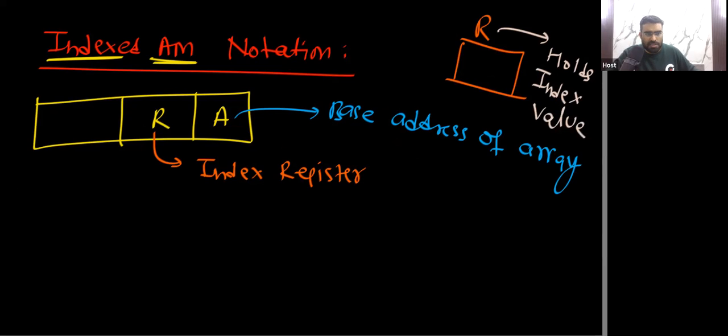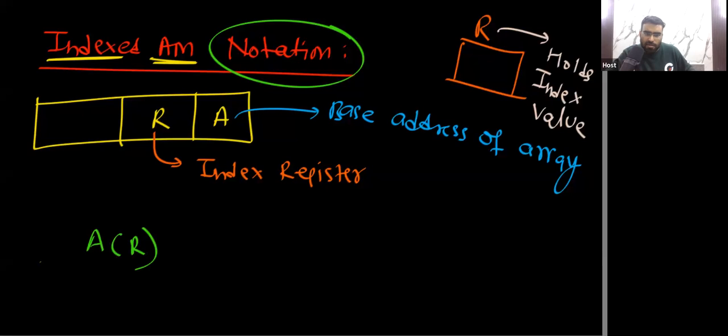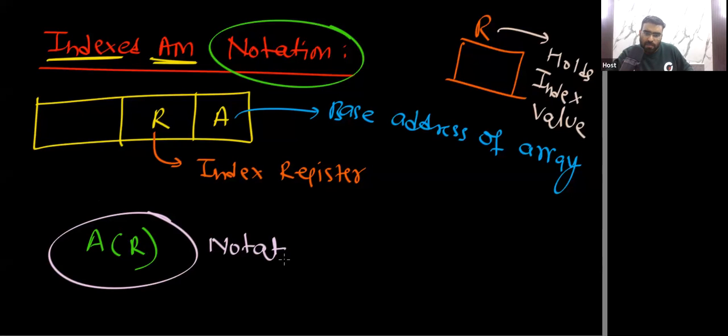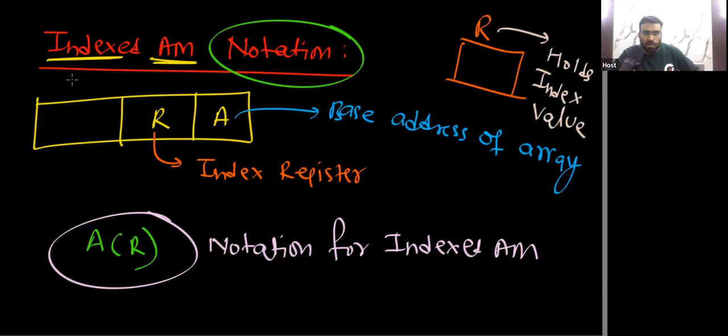Now you can see the notation. We write it like this: A(R). This is how we notify. Is this clear? Remember, this is the notation for indexed addressing mode. Here, this A will be the base address of the array, and this R is your index register, which will hold the index value.